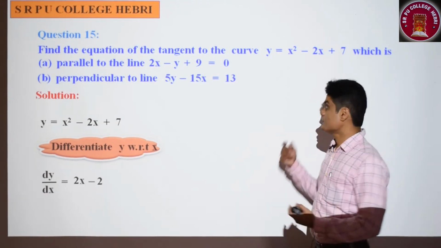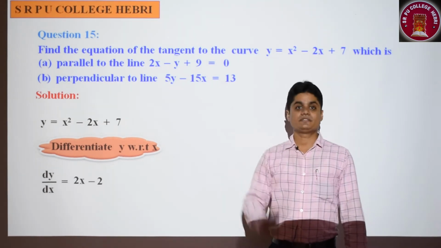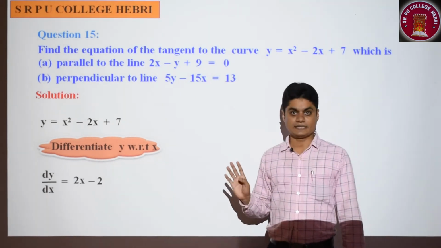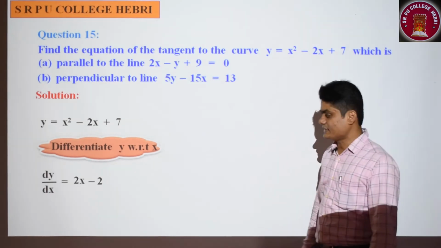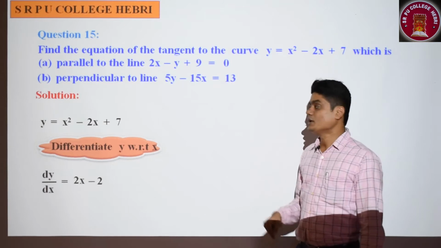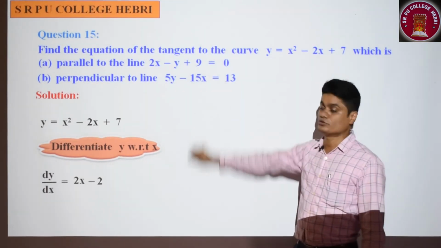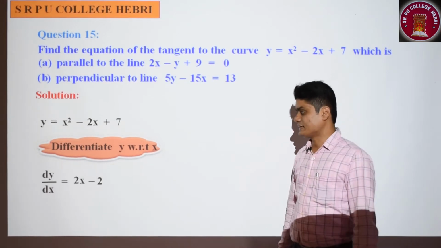Remember, if you do not understand anything about any problem in application of derivatives, whatever curve is given, differentiate it and you get 1 mark. Understand what I am saying? So differentiation is ready, that is 2x minus 2. Now we need the point. To find the point, we should use this condition: the tangent is parallel to 2x minus y plus 9 is equal to 0.